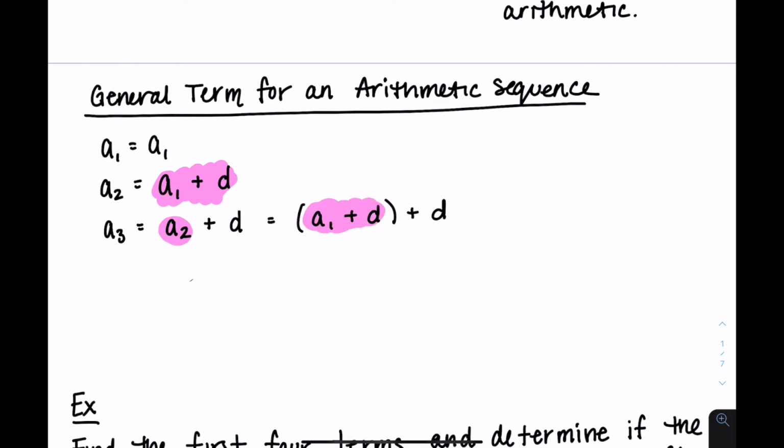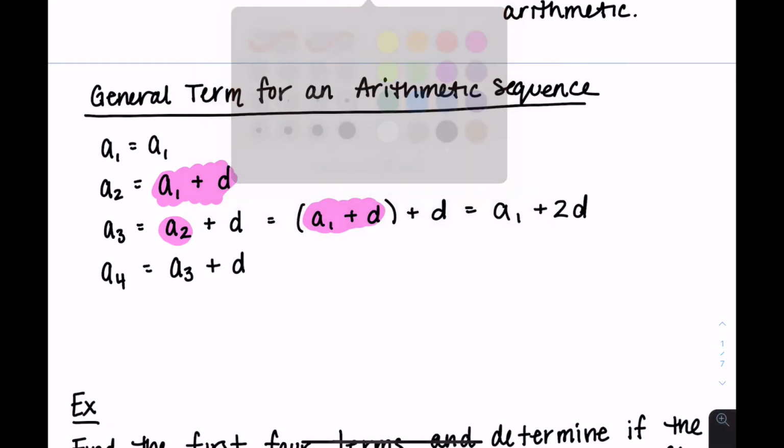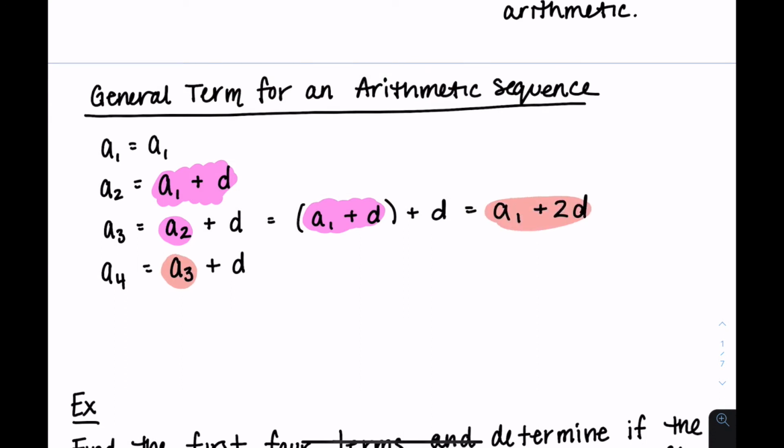So we're replacing the value of A2 from that prior step. So really, you've got d plus d. This is A1 plus 2d. If you look at the fourth one, it's going to be the third term plus that common difference. And same type of thing again, the third term is A1 plus 2d. So you're going to replace A3 by that formula, and then you're adding another d, so you really have A1 plus 3d.